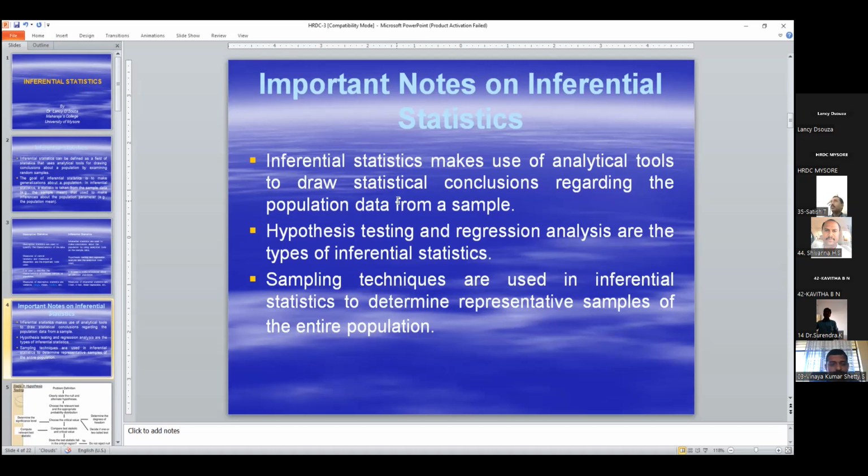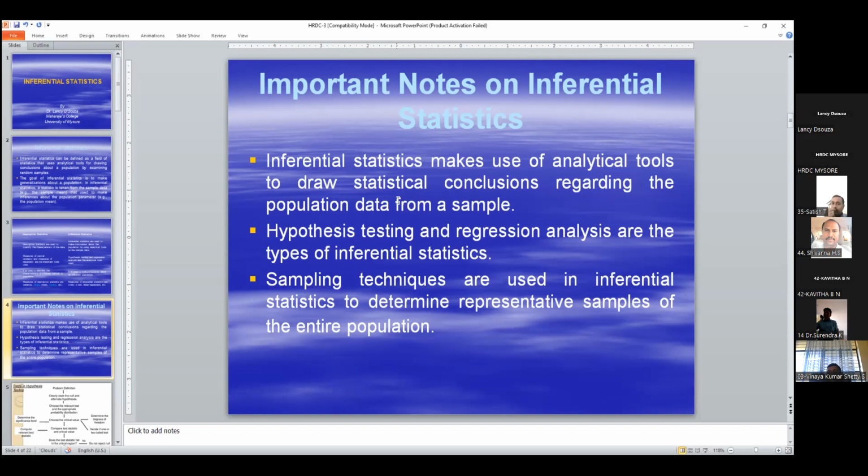At least you have to follow Krejcie and Morgan's table. Please make a note where you can get, for each set of population, the minimum required sample size. It's a Krejcie and Morgan table. If you type Morgan table for sample size, you get it on the internet. So accordingly, you can calculate a sample size. So even that is useful in inferential statistics.